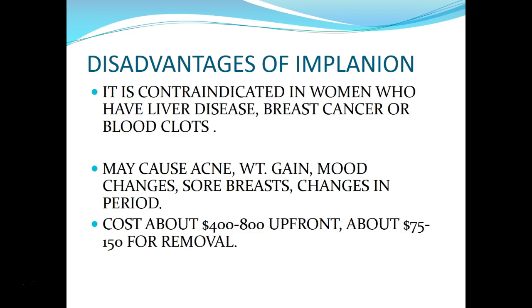So what are the disadvantages of Implanon? It's contraindicated in women who have liver disease, breast cancer, or blood clots, and that is because of the hormone. It can also cause acne, weight gain, mood changes, sore breasts, or changes in your period. And it's pretty expensive. It costs somewhere between $400 and $800 to put in up front, and it's about $75 to $150 for removal.